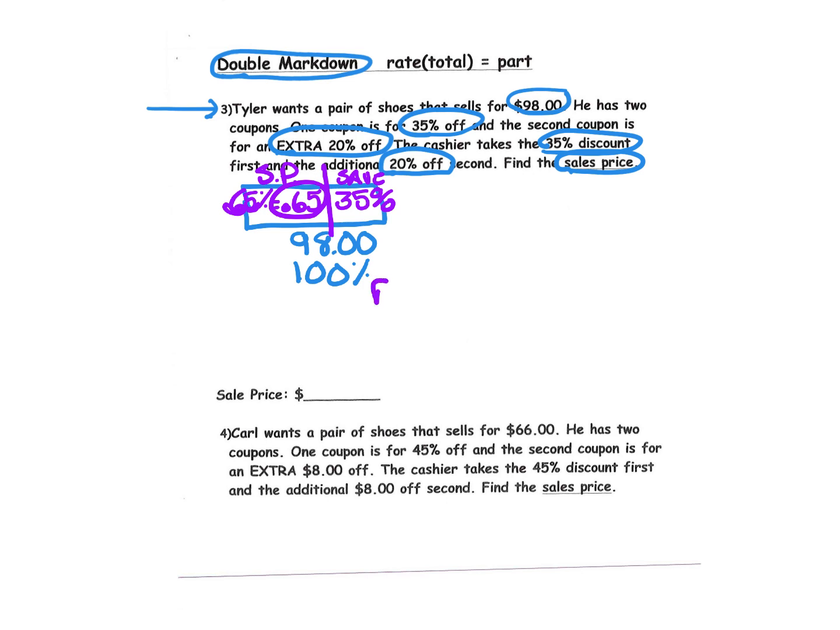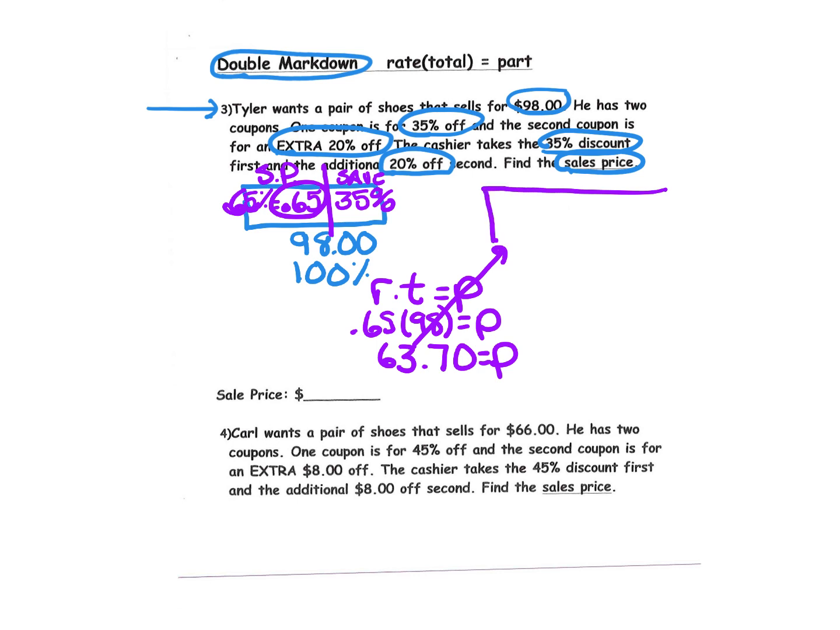Here we go. R times T equals P. 0.65 times $98. When we multiply, we get an initial sale price. The first sale price is $63.70. But we have a second coupon. And we're going to draw a second tape diagram for $63.70.